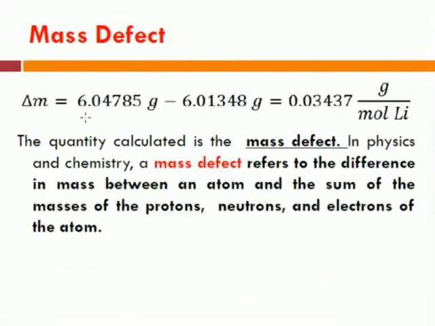So for that, delta M is equal to 6.04785 minus 6.01348 grams. So that is equal to 0.03437 gram per 1 mole of lithium. So the change in mass is what we call the mass defect. Okay? So in physics and chemistry, mass defect refers to the difference in mass between an atom and the sum of the masses of the protons and neutrons and electrons of the atom. So that is the mass defect.